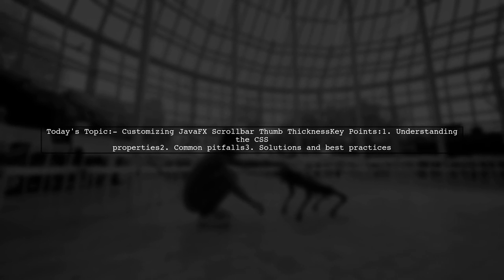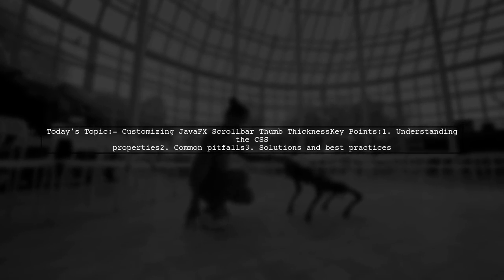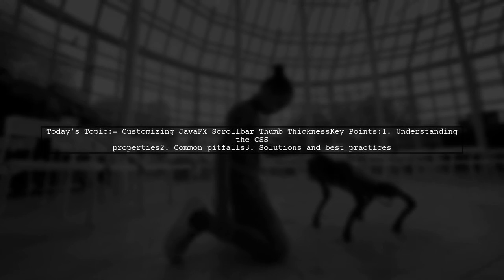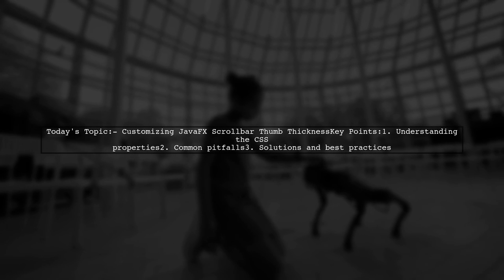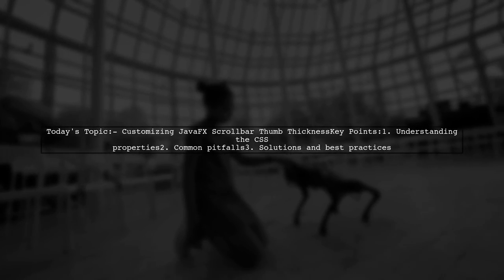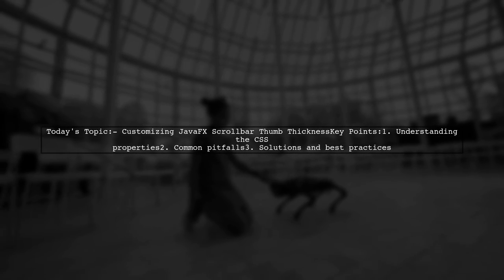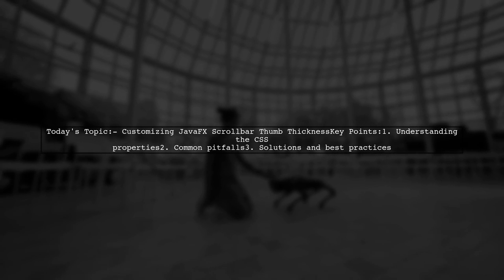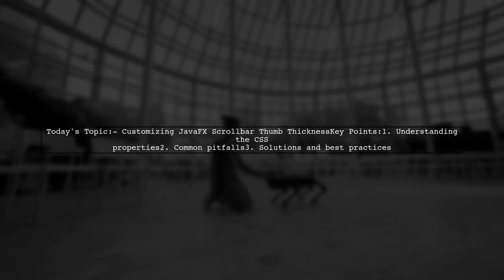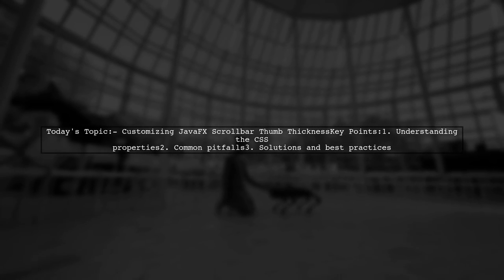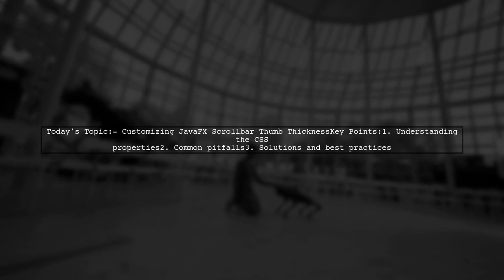Today, we're tackling a question that many developers encounter when styling scroll bars. Our viewer is trying to adjust the thickness of the scroll bar thumb using CSS, but they're running into some challenges. They attempted to set the preferred height for horizontal scroll bars and the preferred width for vertical ones, but it just isn't working as expected. Let's dive into how we can effectively customize the scroll bar thumb thickness using CSS.